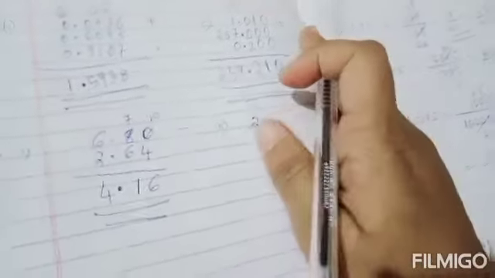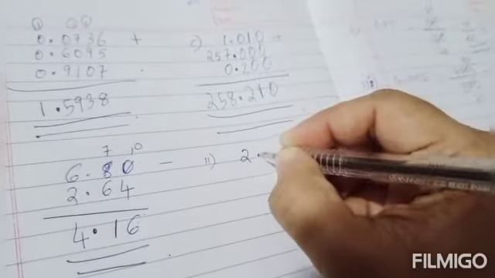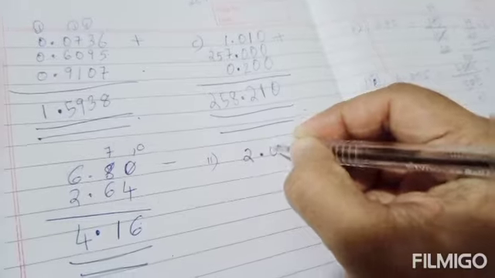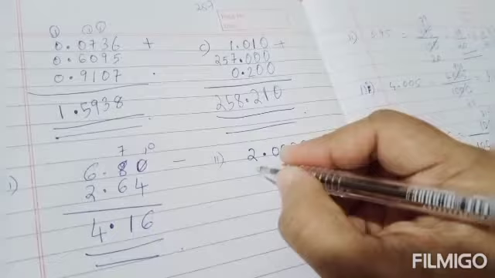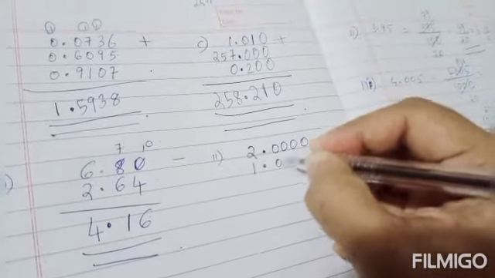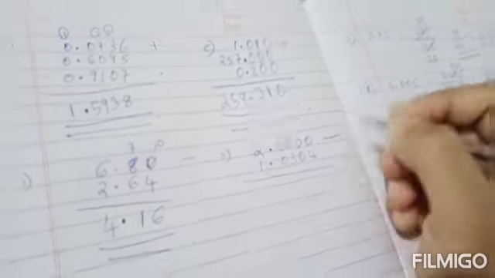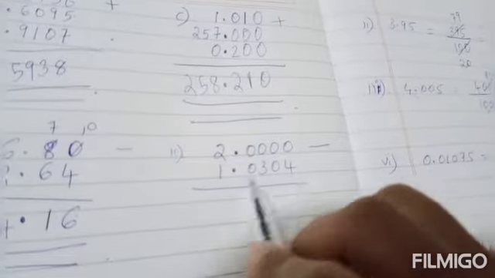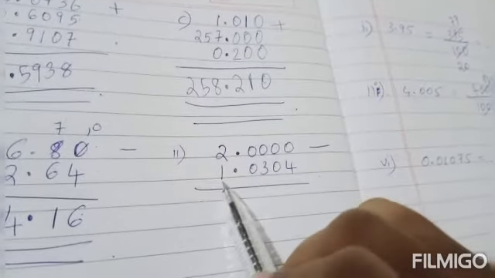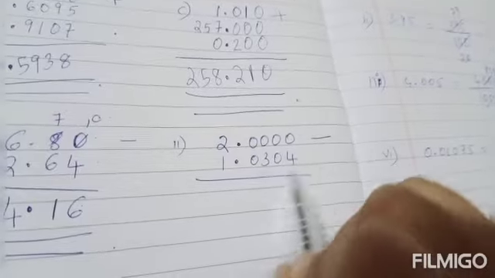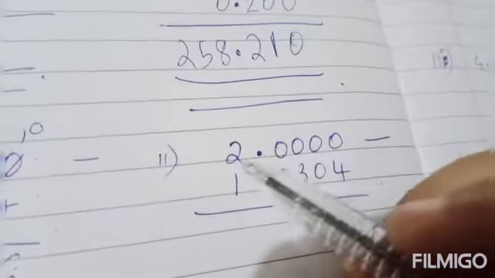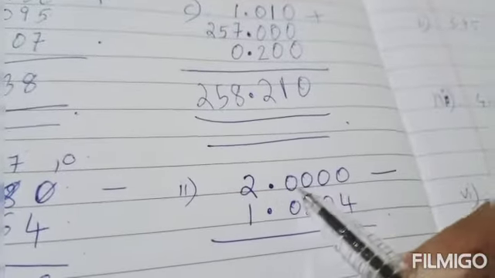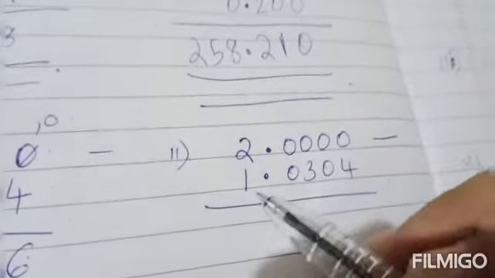So how can we write this 2? Simply, 2 means the decimal point is not there. So you can write 2 as 2.0000 minus, now 1.0304 you can write like this. Since 4 places are coming in the second number, 1.0304, 4 places after the decimal point, in the first number, that is 2, you can write like this, 2.0000.